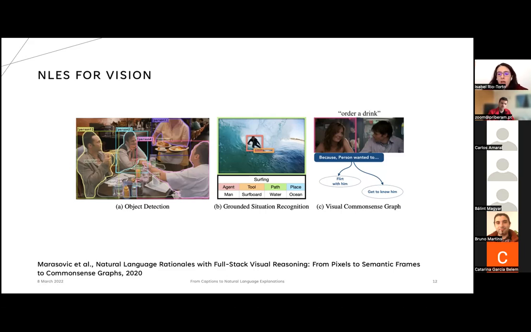So not only the relationship between the objects, but also understanding the intent of the overall action represented in the image. And so what they try to do is to combine textual inputs, so the question and the ground truth answer, with inputs from different visual models. And they give these outputs of different visual models to a GPT-2 transformer. And so they combine outputs from object detection, from a grounded situation recognition model, and from a visual commonsense reasoning model that is called Visual COMET.